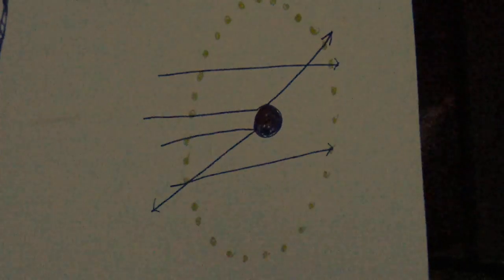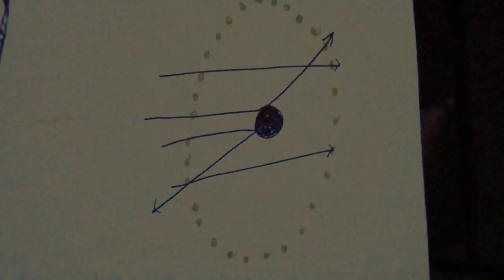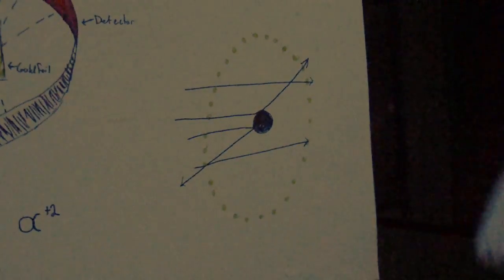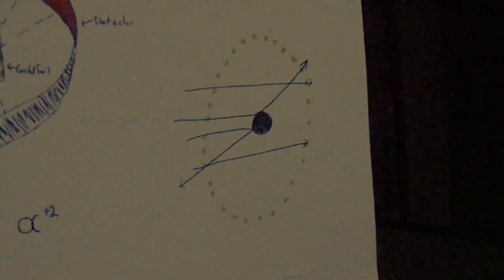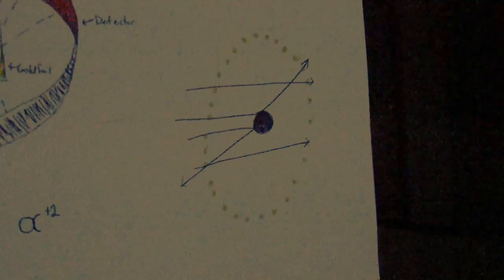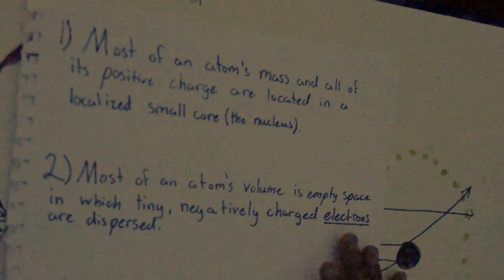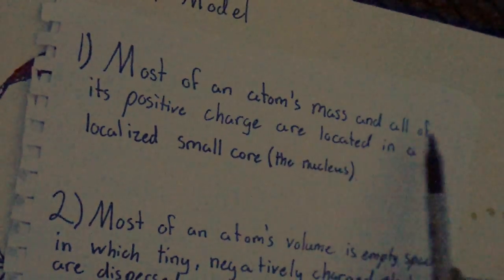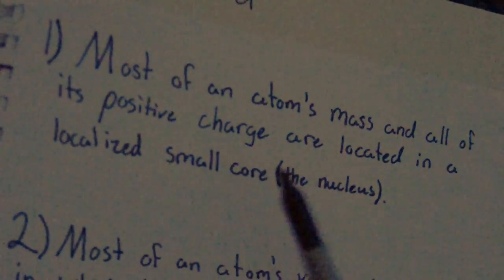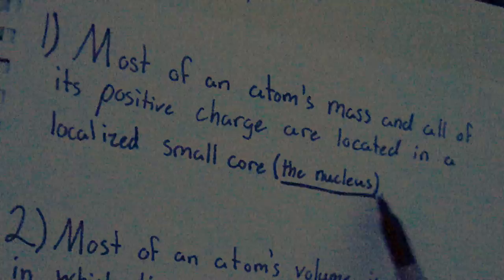Through all of this, Rutherford was able to develop his nuclear theory. And then he discovered alpha and beta radiation. I still don't know what it is. That doesn't matter right now. So, Rutherford's nuclear theory states three things. Number 1. Most of an atom's mass and all of its positive charge are located in a localized small core, or the nucleus.